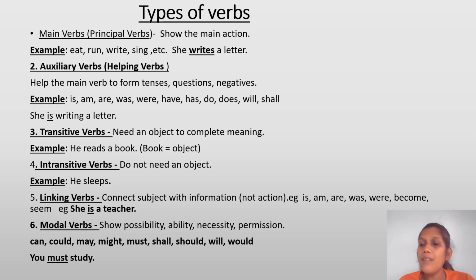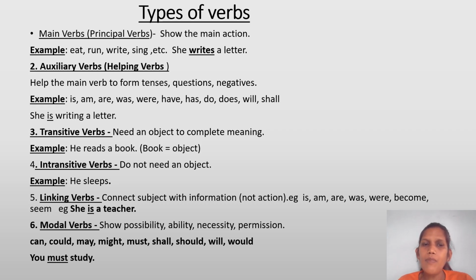Auxiliary verbs. Again, we have discussed this in the very first topic. What are the helping verbs? Auxiliary verbs are also known as the helping verbs. It helps the main verb to form sentences, questions or negatives. For example, is, am, are, was, were, have, has, do, does, will, shall. Okay, she is writing a letter. Again, it is a helping verb. Is is a helping verb.